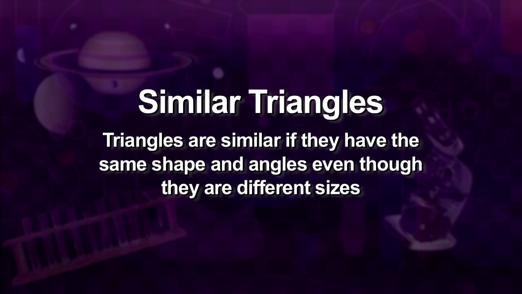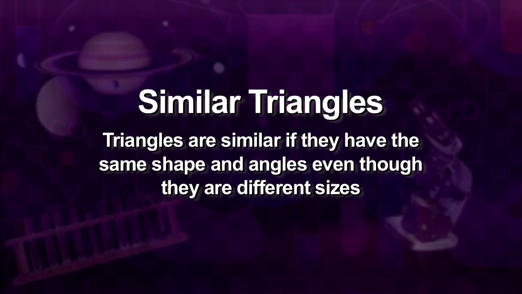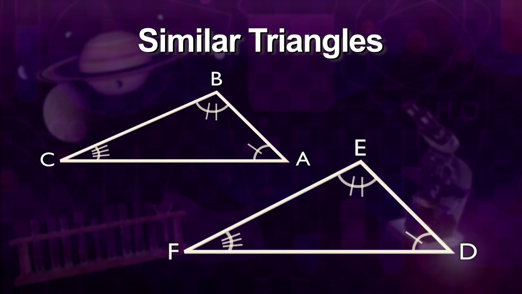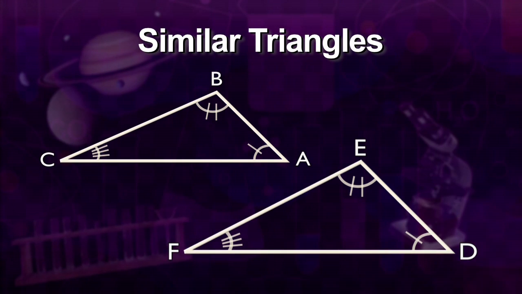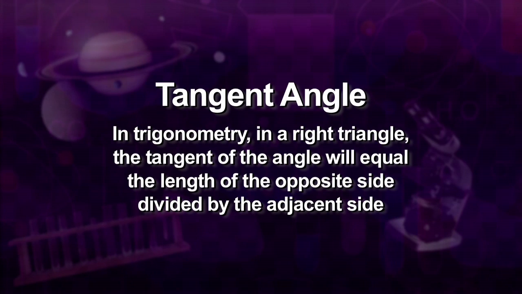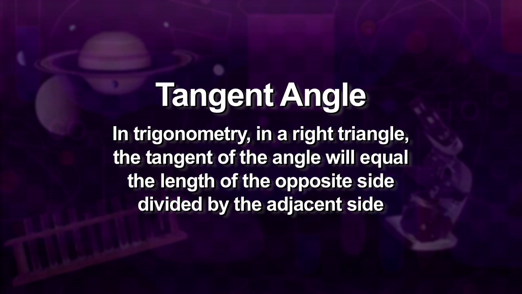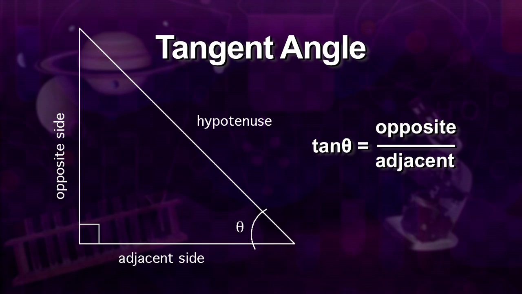Similar triangles. Triangles are similar if they have the same shape and angles even though they are different sizes. Tangent angle. In trigonometry, in a right triangle, the tangent of the angle will equal the length of the opposite side divided by the adjacent side.